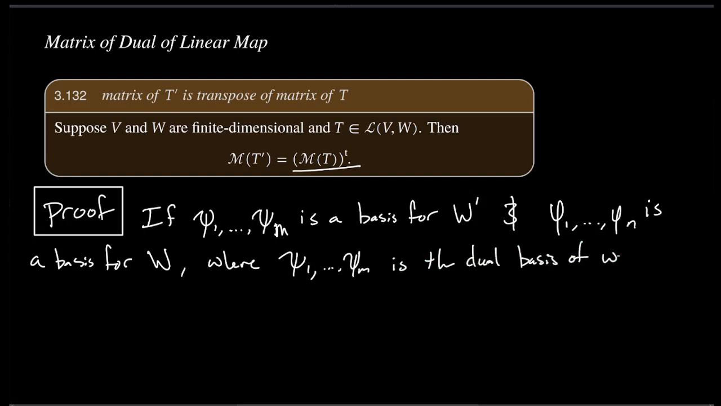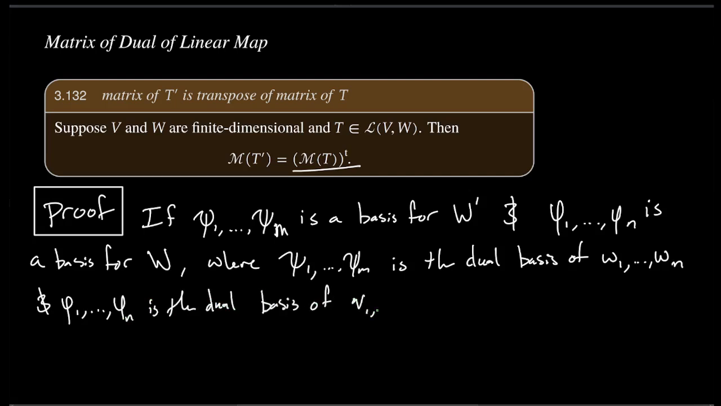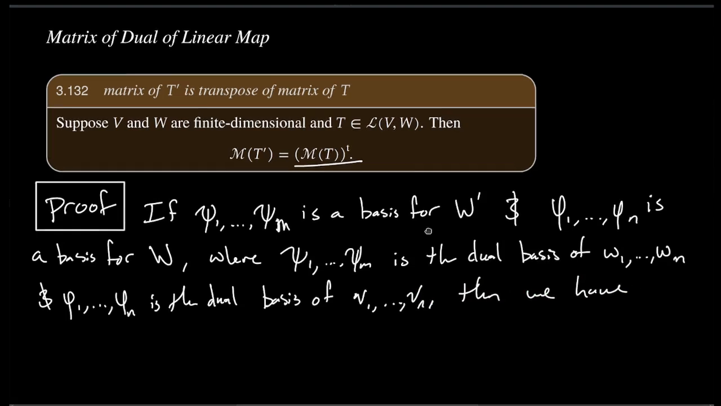Where this one is the dual basis of W1 through Wm, and phi 1 through phi n is the dual basis of V1 through Vn. Then we have the following.